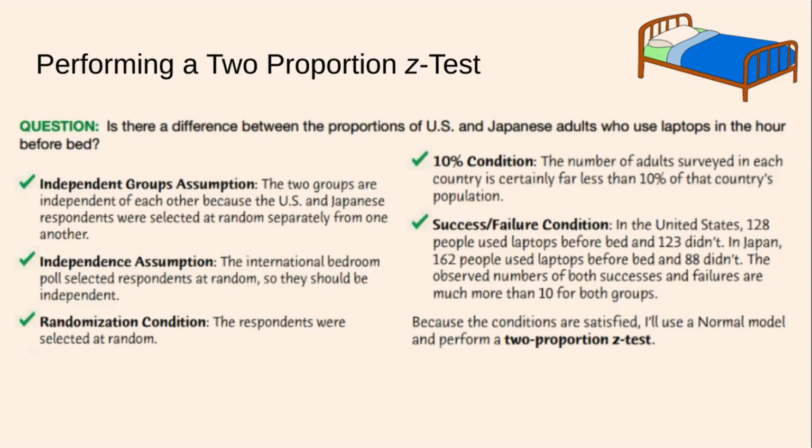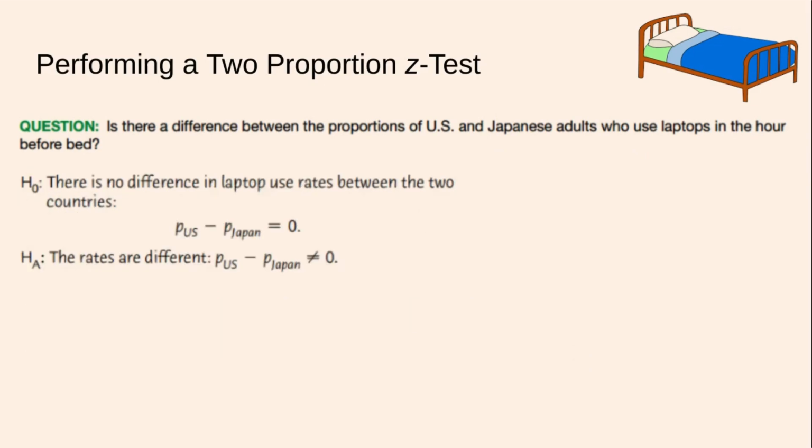All right, so we've met all of our assumptions and conditions. We have this independent groups assumption, and we checked independence using randomization and 10%, and our success-fail condition allows us to use a normal model. Very good. We will proceed to the two-proportion z-test.